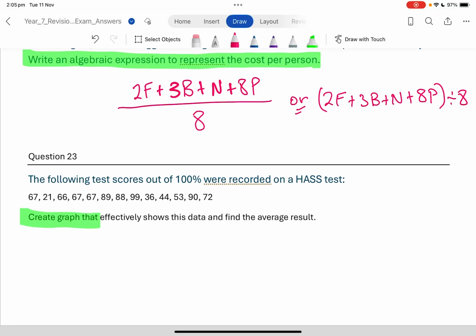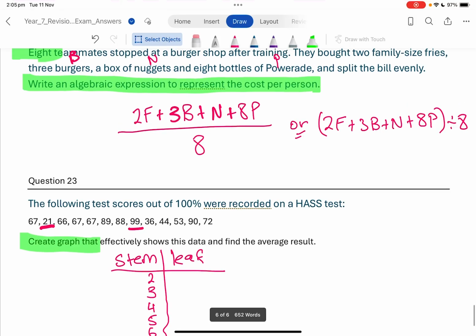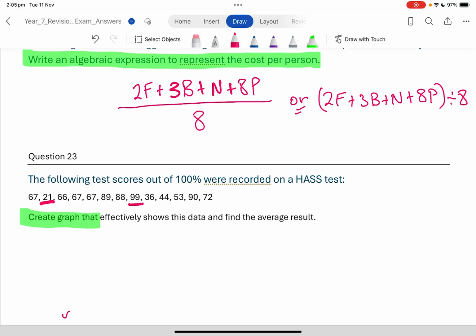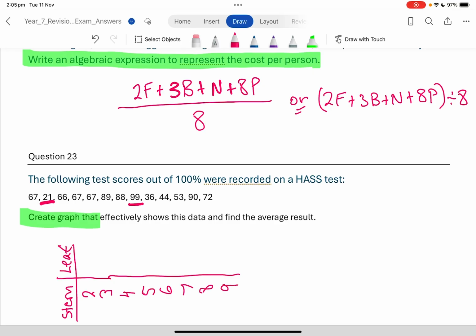I can see the smallest value is 21 and the largest value is 99. So I'm going to start my stem and leaf plot at 2 and make our way up to 9. Hang on, guys. Let me give myself a little bit more space here. Stem and leaf. So 2, 3, 4, 5, 6, 7, 8, 9.